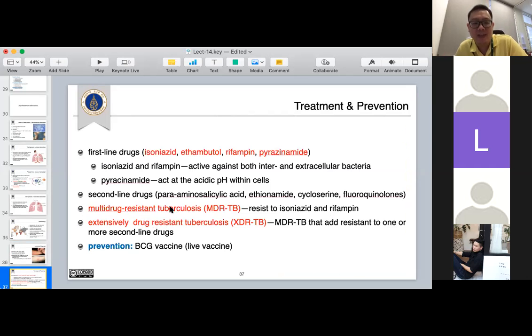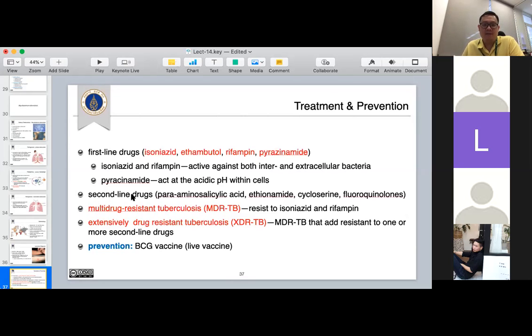This thing is also important. You probably need to know, based on the research, the first-line drugs of TB. All patients need to take 4 drugs together: isoniazid, ethambutol, rifampin, and pyrazinamide. 4 drugs together for 3 months. But after 3 months, patients need to follow with isoniazid and rifampin for another 3 months. So patients need to take medicine for 6 months.